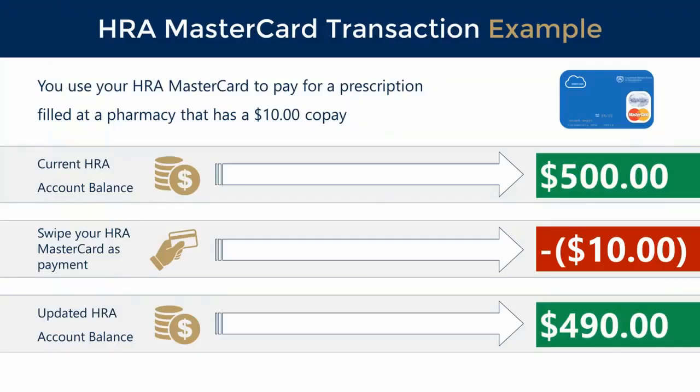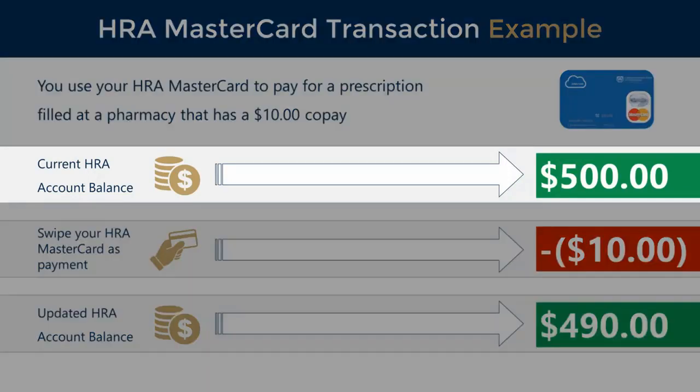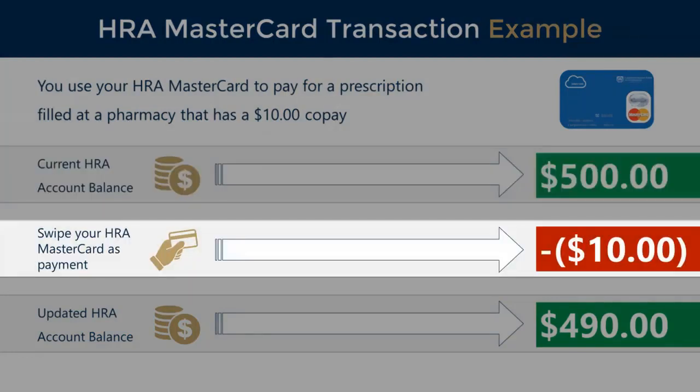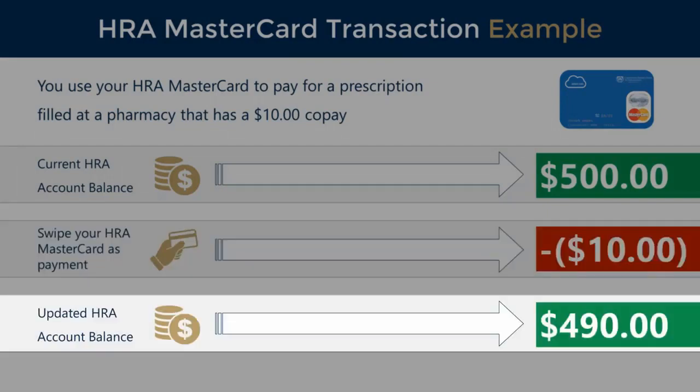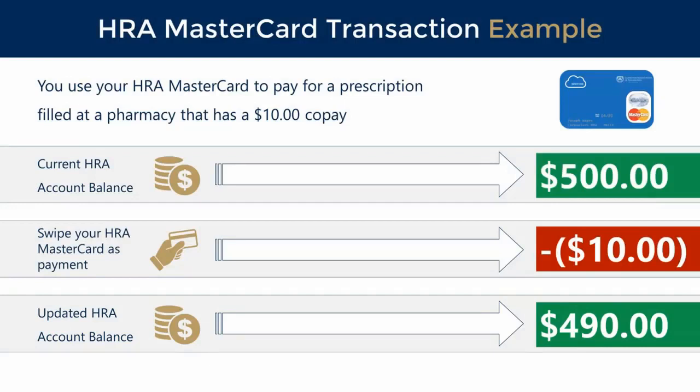To help illustrate the difference here, I'll just give you a quick example. If you were to use your MasterCard for, let's say, the $10 copay at the pharmacy, if you have, in this example, a $500 HRA balance, you swipe your MasterCard and $10 comes out. In that case, the new HRA balance, $490. Like I've been saying, no money out of your pocket in this case.